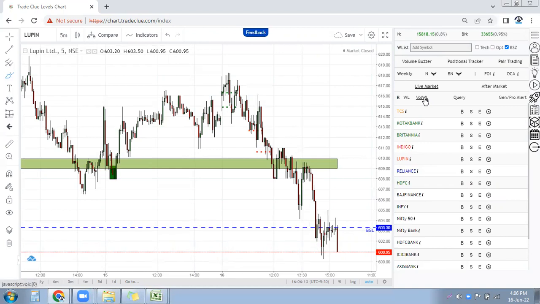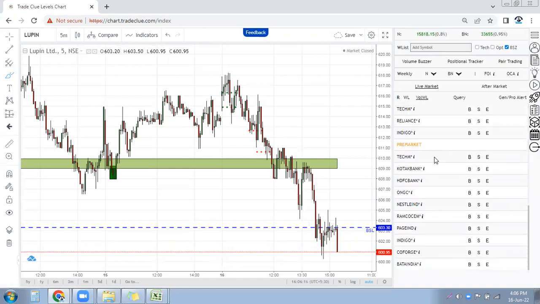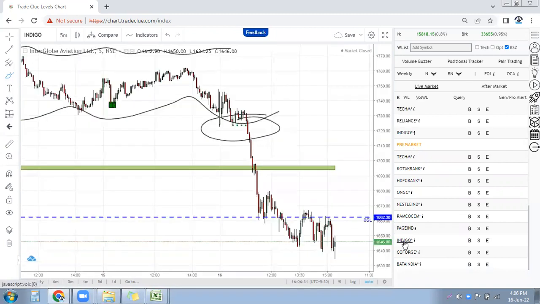Now in live market you also have another feature called the volume watch list. Now this watch list is curated by the system. Pre-market, that means before the market starts at 9:10, you will get a few stocks which you should keep on your radar. Now as we did our analysis on Indigo, and in pre-market you have got a stock like Indigo, that means huge potential movement can happen on Indigo.